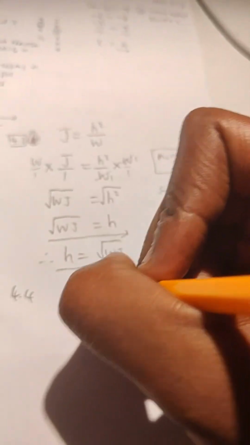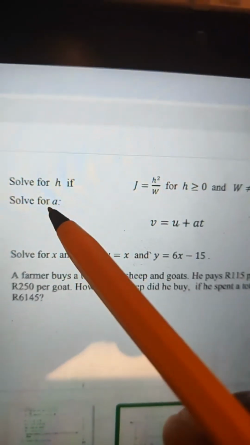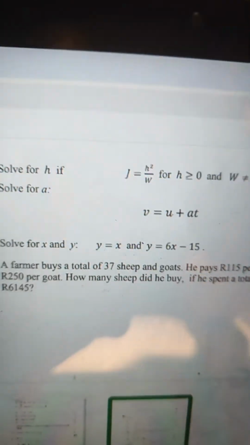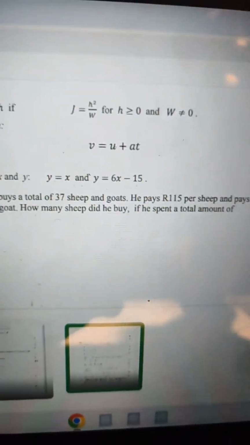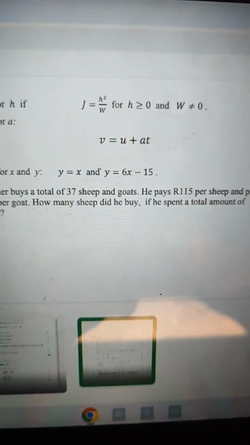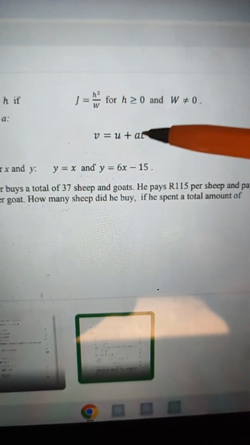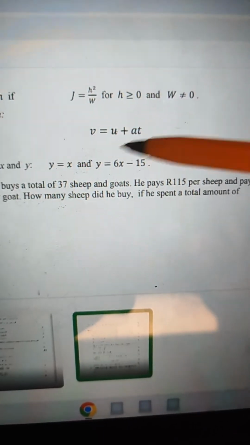They have V is equal to U plus AT. If you are a physics student, you know what this formula is for. Now they are saying solve for A. So what you do, because you need to solve for A, you ask yourself, where is A? There is A. What is the relationship of A with what is around A?